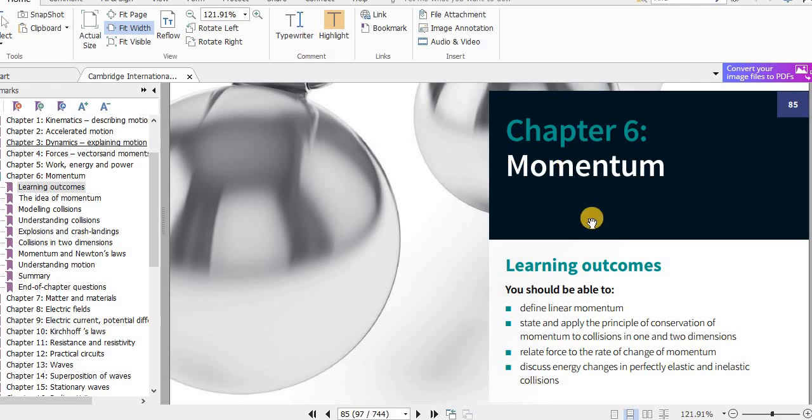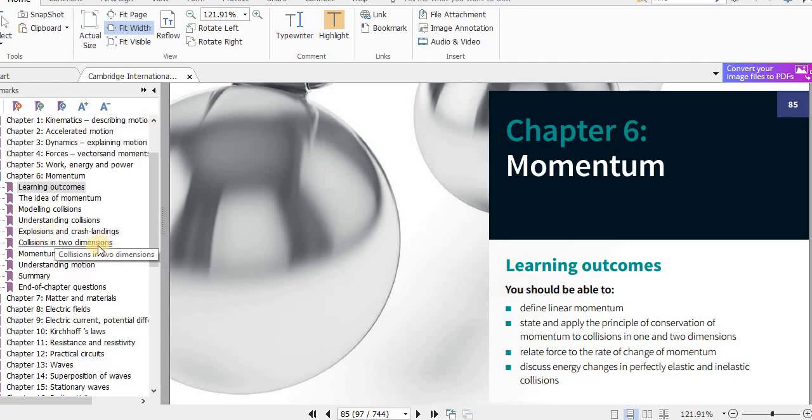The next chapter is momentum. In this chapter we will learn about the idea of momentum, modeling collisions, understanding collisions, explosions and crash landings. Now if it's an explosion, the total momentum before the explosion is 0, and according to the principle of conservation of momentum, total momentum before equals total momentum after. We will learn these details. So after the explosion also the total momentum is 0.